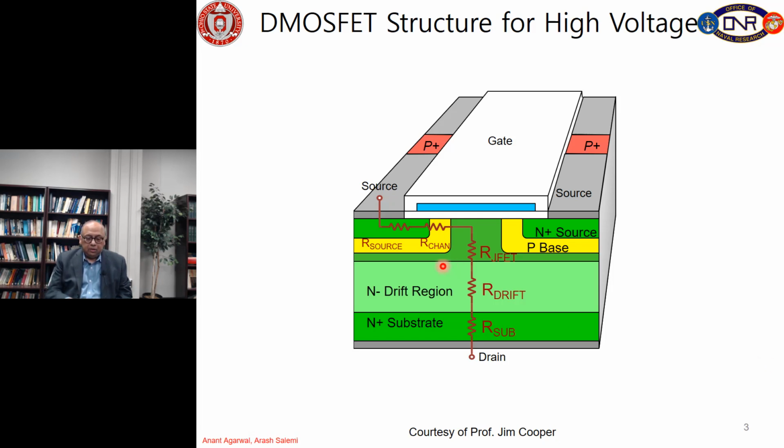This MOSFET structure has a P-well. Inside the P-well is the N plus source, and then you have the N-type drift layer and the N plus substrate. Sometimes there is an N-type buffer layer between the drift region and the N plus substrate.